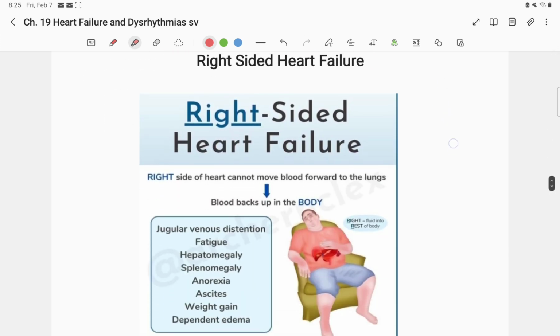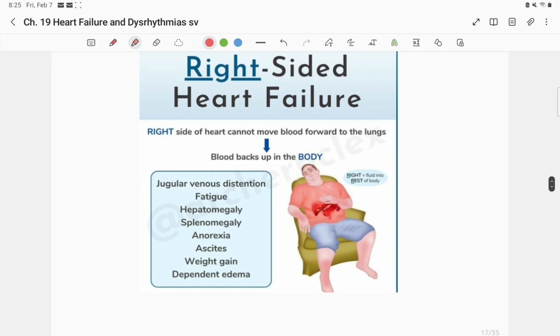Okay, with right-sided heart failure, diagram to help visualize that. You're going to get backup of fluid into the body, so there can be ankle swelling. The jugular vein can distend. So as the jugular vein is trying to drain blood ultimately into that right atrium, it can't because of backup, so the vein starts to distend. Fatigue, enlarged liver, enlarged spleen. Ascites, so fluid starts to accumulate in the stomach area.